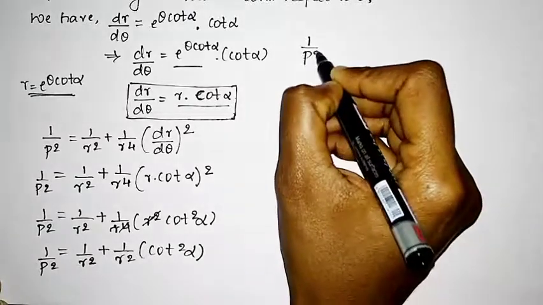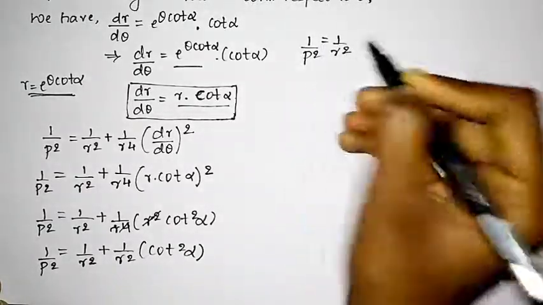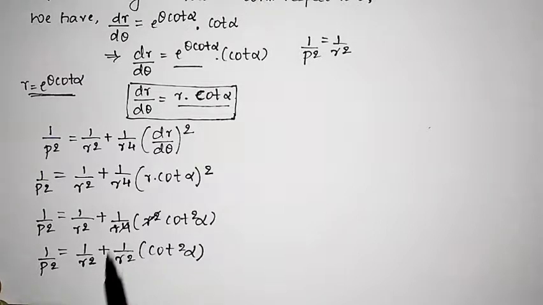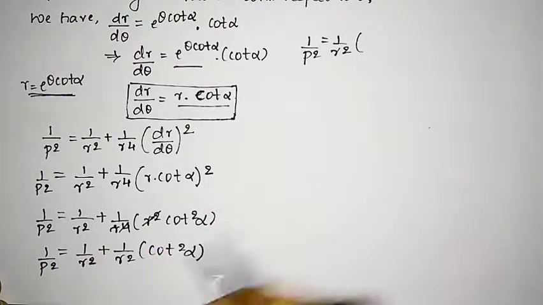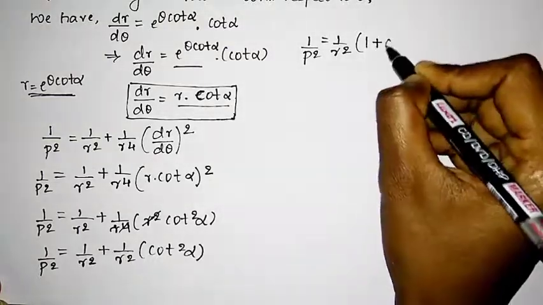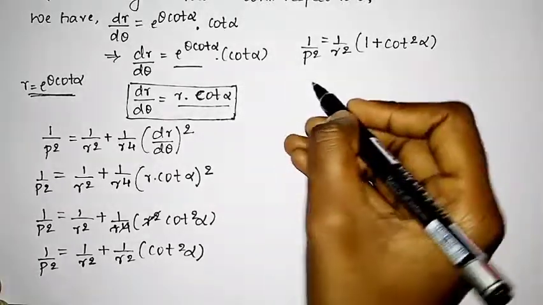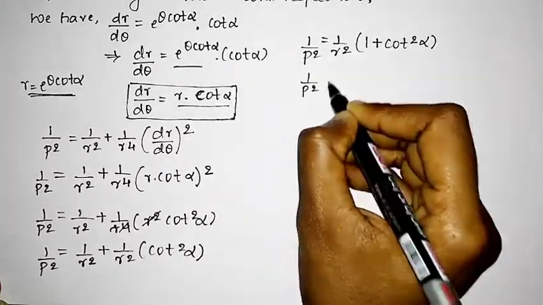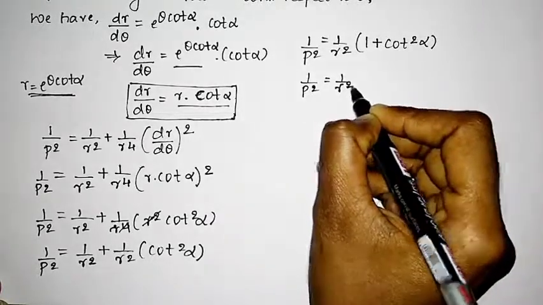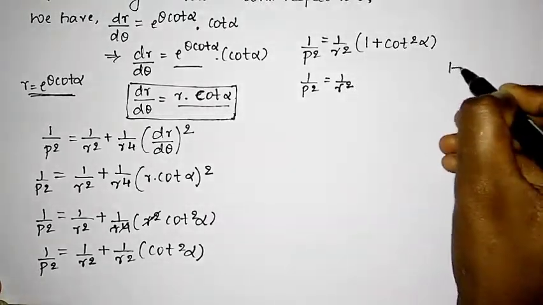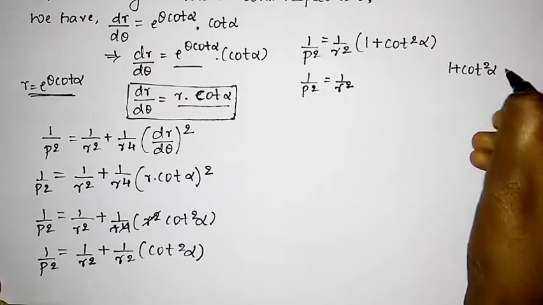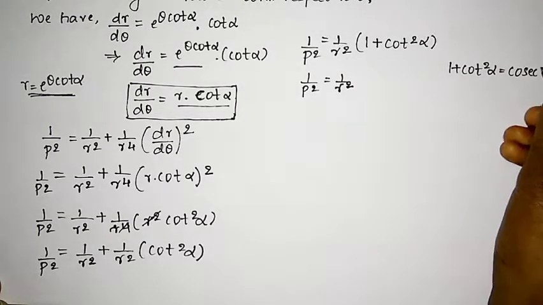Therefore 1 by p square is equal to 1 divided by r square. Here we have 1 by r square, here also we have 1 by r square. So take 1 by r square common. If you take 1 by r square common, the remaining is 1 plus cot square alpha. So 1 by p square is equal to 1 by r square into 1 plus cot square alpha, which can be written as cosec square alpha.